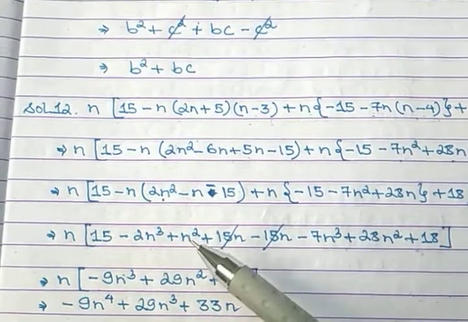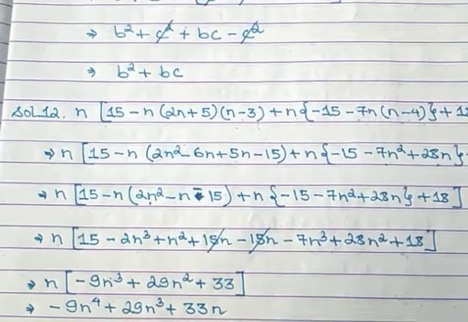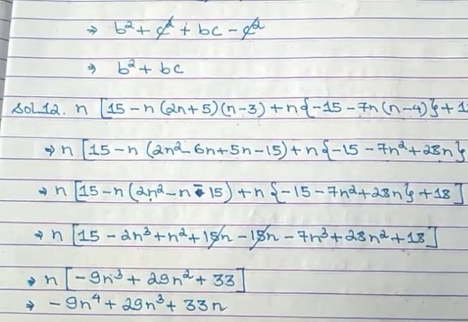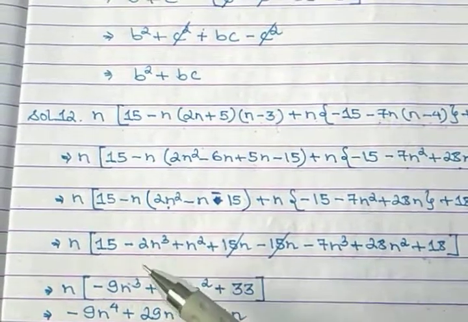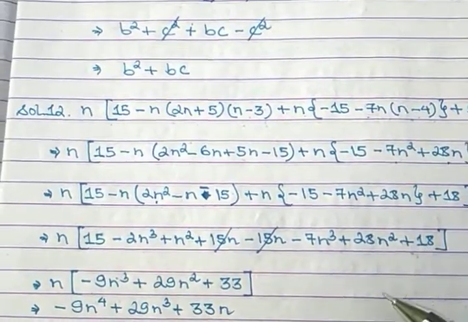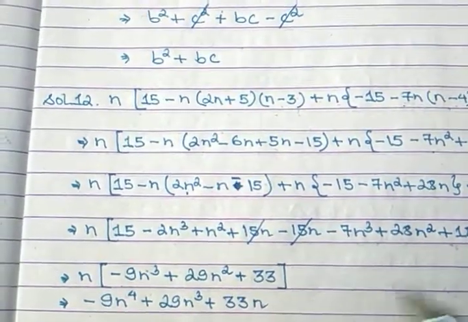See, now I got n square, the term n squared, and I got plus 29n squared. Again, like terms with same signs are added, sign remains the same. So these two will give me 29n squared. See, now the constant terms 15 and 18. Again, two like terms with same signs added and sign remains the same. So we got plus 33.